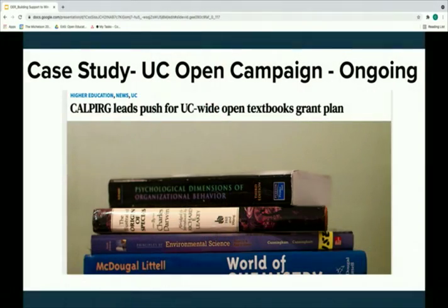The next one is actually an ongoing campaign. The University of California, y'all's neighbors. I don't need to tell y'all who they are. You live in this state. But while the California Community Colleges and the Cal State systems have been international leaders on open textbooks, the number of programs in the UC system has actually shrunk and not grown in the past 10 years for open textbooks.